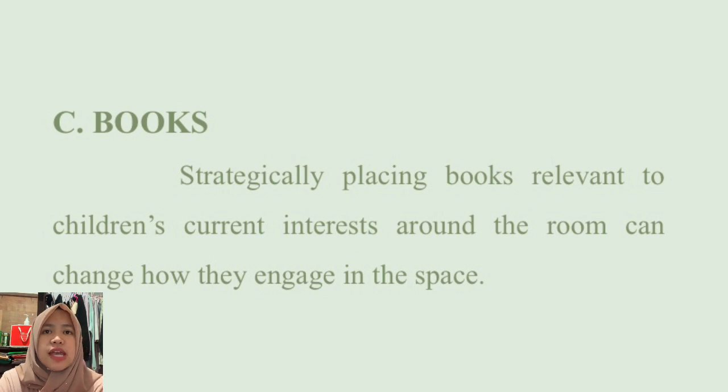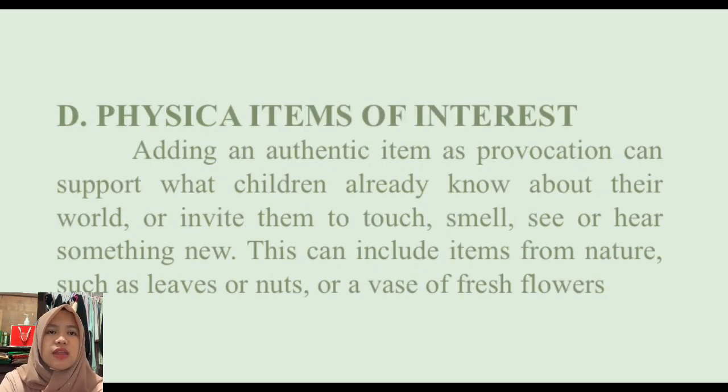Another thing also is physical items of interest. Adding an authentic item as provocation can support what children already know about their world or invite them to touch, smell, see, or hear something new. This can include items from nature such as leaves or nuts or a vase of fresh flowers. Consider asking families to provide items from home, especially ones with cultural relevance like a piece of fabric or a paper lantern. Also adding things like an old record player or piece of stained glass can elicit new discoveries.